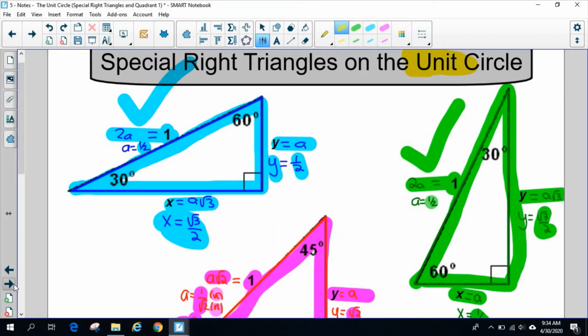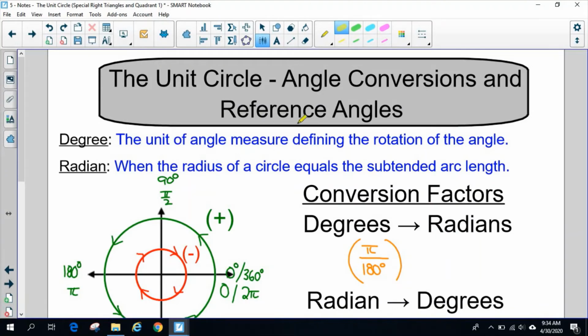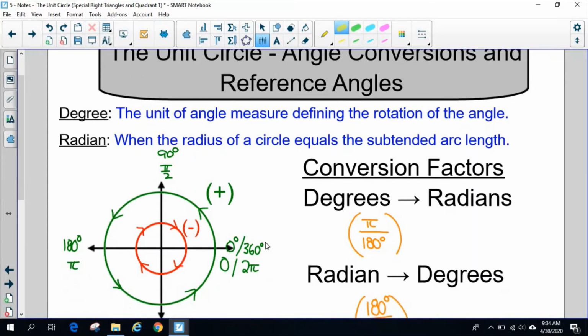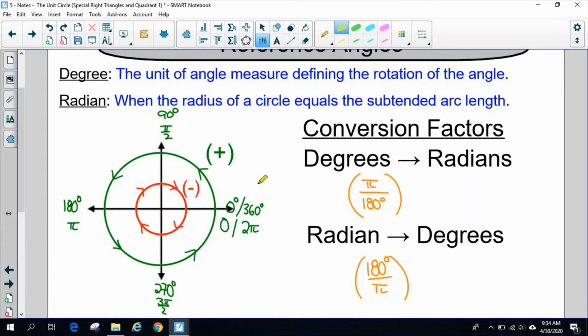Okay, so the last thing on the unit circle, you can do the unit circle in degrees, but traditionally it's also done in something called a radian. So what is a radian? A radian is another way to understand the measurements around a circle. The degree is a unit of angle measuring, defining the rotation of an angle, where the radian is the radius of a circle where it equals the subtended arc length. It's a little bit more technical. You don't have to worry about that too much, but you have to worry about this idea, that when I rotate around a circle in mathematics, we actually go counterclockwise and count that positive.